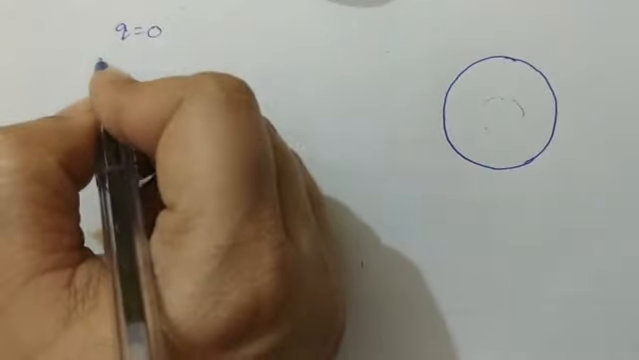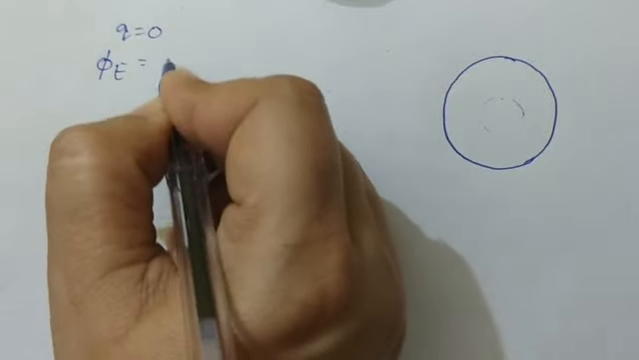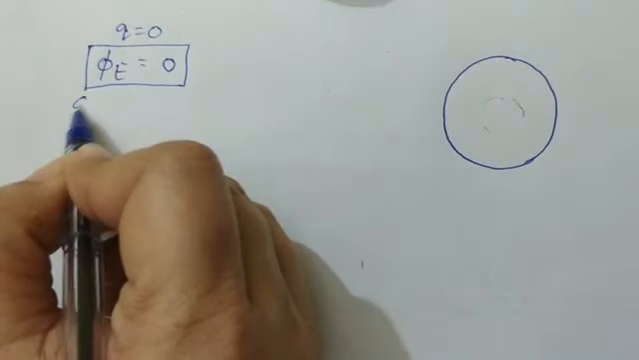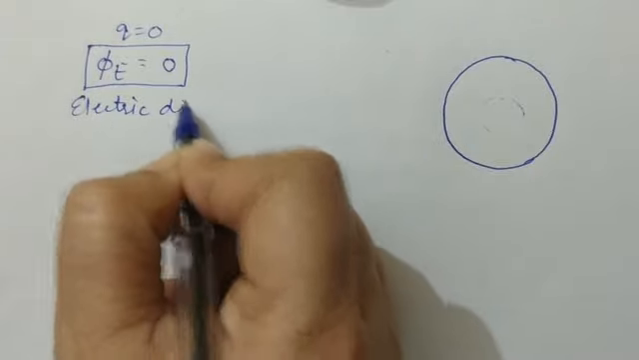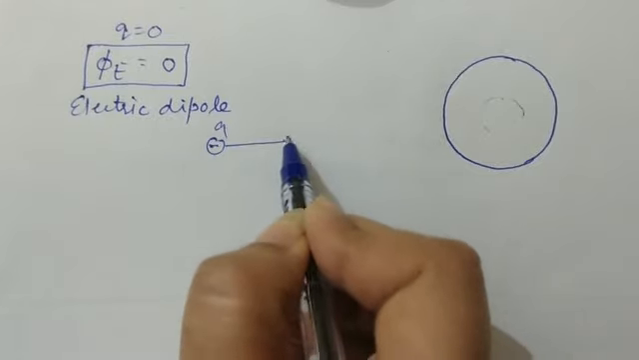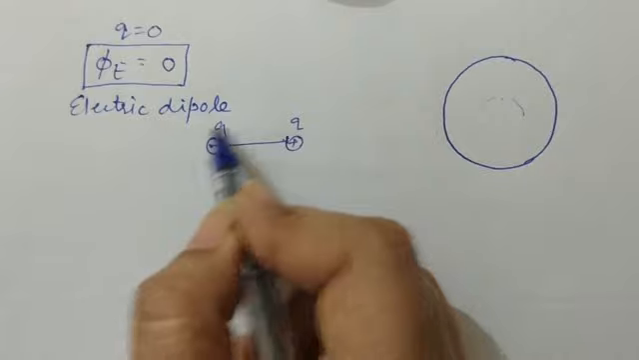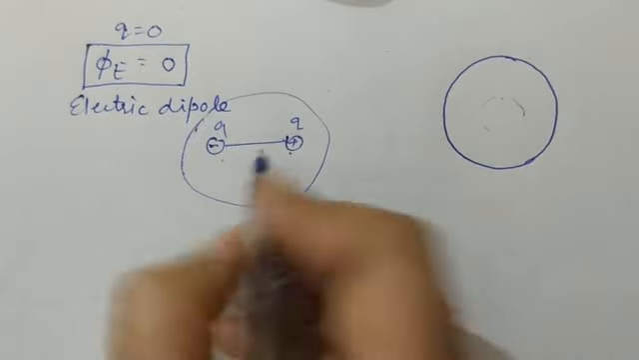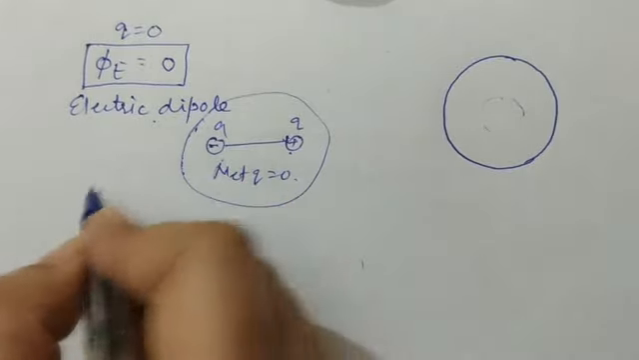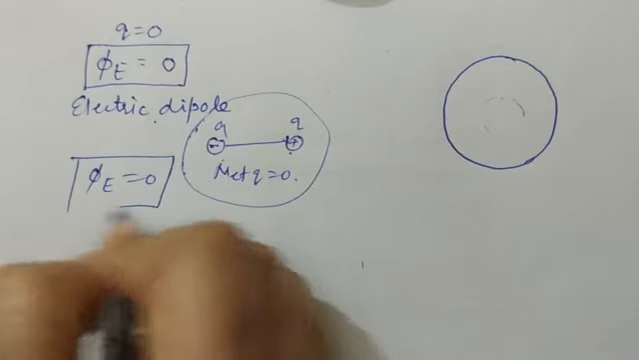If there is no net charge enclosed in this Gaussian surface, suppose here charge is not enclosed, Q is 0. In that case, electric flux linked with the surface will be 0 because there is no net charge. In case of an electric dipole, I know that an electric dipole has minus q charge and plus q charge, equal and opposite charges. So if they are enclosed within a surface, then also net charge will be 0. So for an electric dipole, electric flux linked with the surface is also 0.